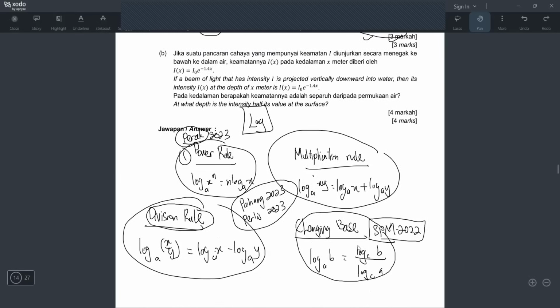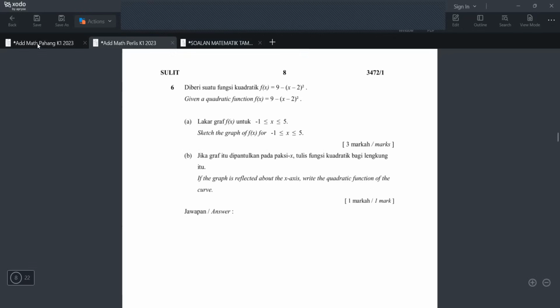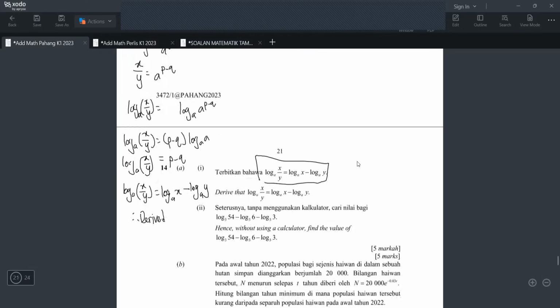Okay. And another formula is the changing base. This one also you need to know. Okay. So yeah, these are all the formulas that you need to know. Maybe I'll make one video in the future to explain how to prove all these formulas. I don't know. Depends lah. If I have time, I'll make it. Okay. Now let's come back to this question.